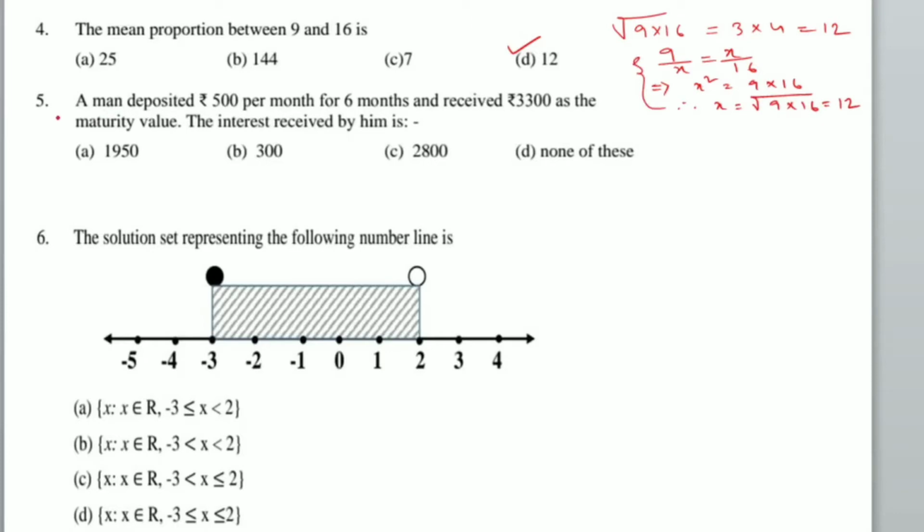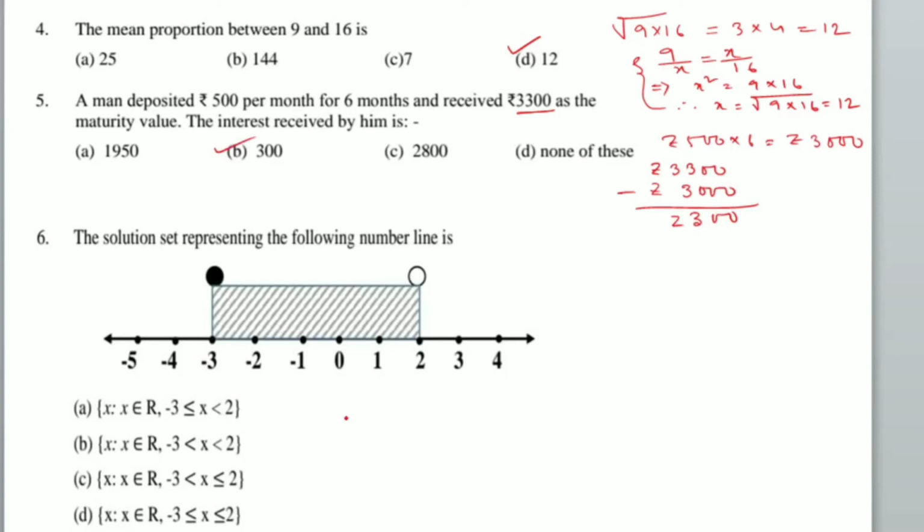Now in question number 5, a man deposited rupees 500 per month for 6 months and received rupees 3300 as the maturity value. The interest received by him is what? So the man deposited in total rupees 500 into 6, that is rupees 3000, and he received rupees 3300. Therefore he gets as interest rupees 300. So option B will be the right answer.